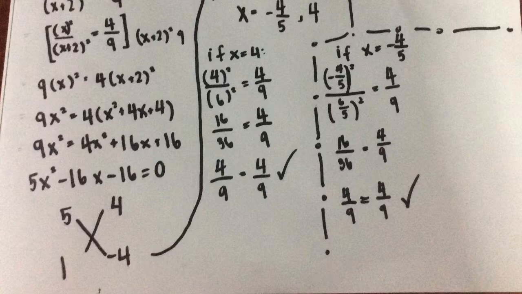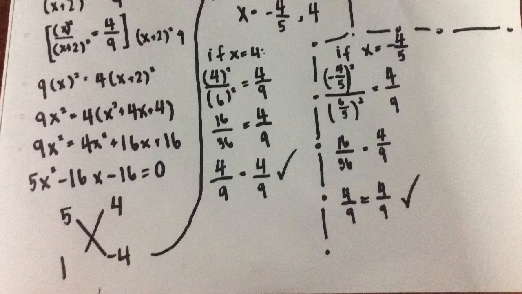Now we have to check first. You have to check both of these values as they can both be correct. If we substitute 4 for x, we get 4 squared over (4 plus 2) squared equals 4 over 9. That will give us 16 over 36 equals 4 over 9, and that is indeed equal to 4 over 9. Now, that means it's correct.